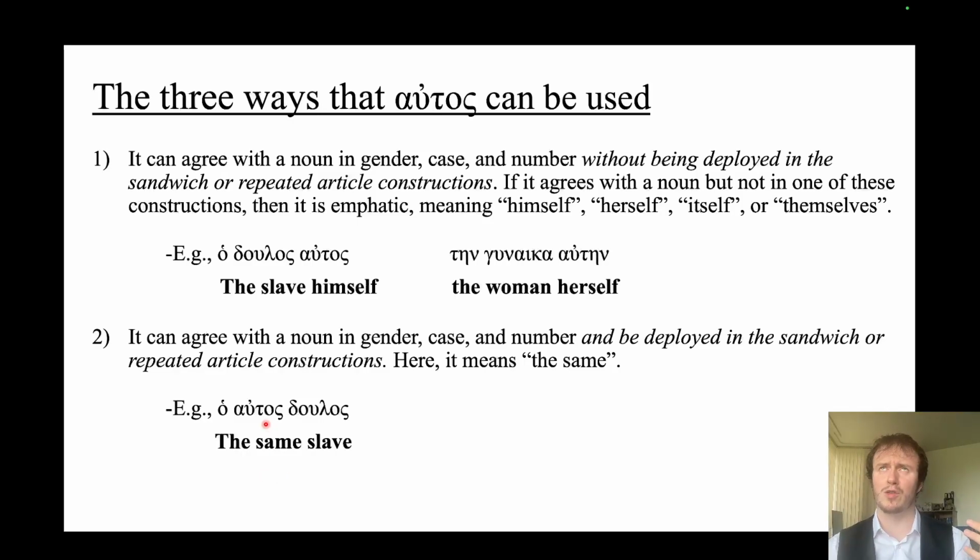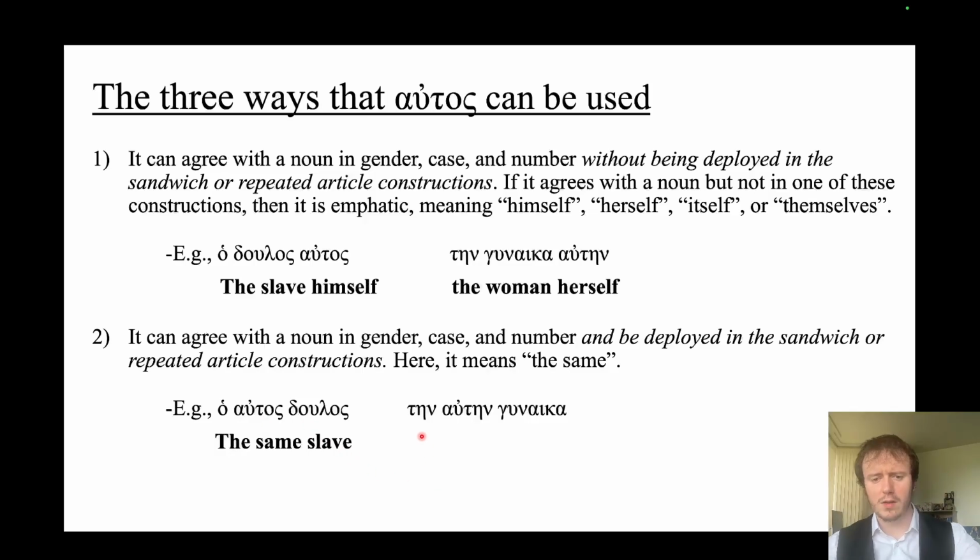You could just think of αὐτος as meaning same, because we've got the definite article, which means the, but I've put αὐτος means the same because here it will always have the definite article before it. And so if you have the definite article before it, you just know that the definite article plus αὐτος is meaning the same together. But really, we should say that αὐτος means same, and the definite article is the part that's meaning the, just to be precise. Anyway, so ho αὐτος doulos is the same slave.